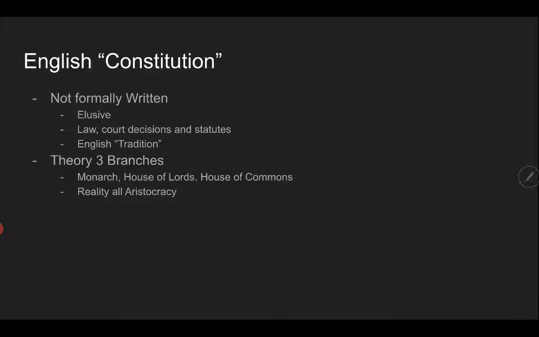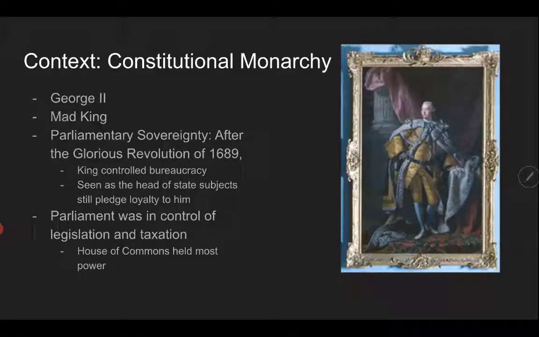The other part of English politics is that they do not have a written constitution. They have, in theory, three branches of government. All of it is controlled by the aristocracy. And in England, law is a tradition that is not formally written. Okay. So why does all that matter?